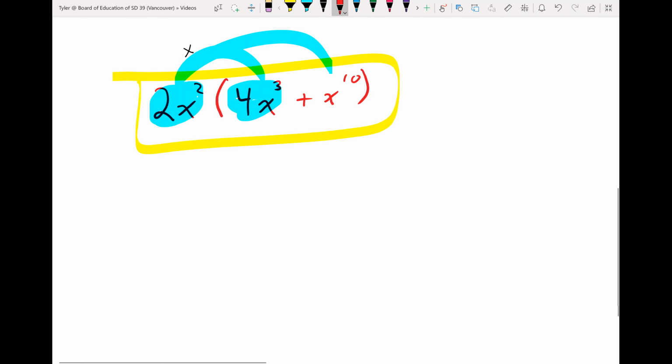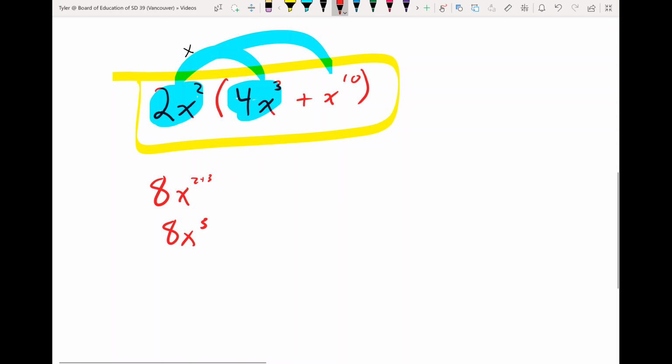So 2 times 4, that's 8. Numbers work the same way. And then we have x squared times x to the 3. I think back when we're doing multiplying with exponents, we just add them. So that becomes x to the 2 plus 3. That's x to the 5.